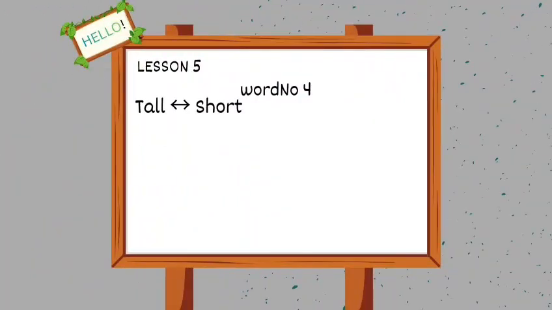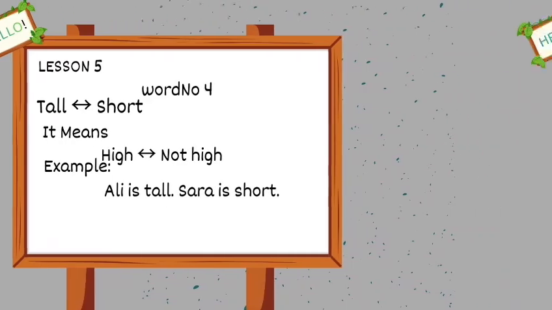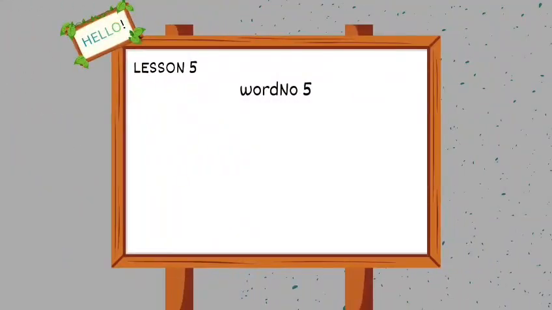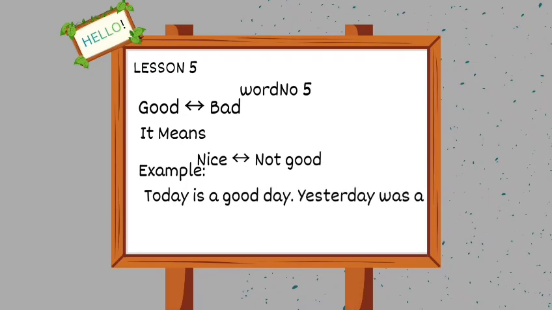Word number 4. Tall, short. It means high, not high. For example, Ali is tall, Sarah is short by height. Word number 5. Good, bad. It means nice, not good. For example, today is a good day. Yesterday was a bad day.